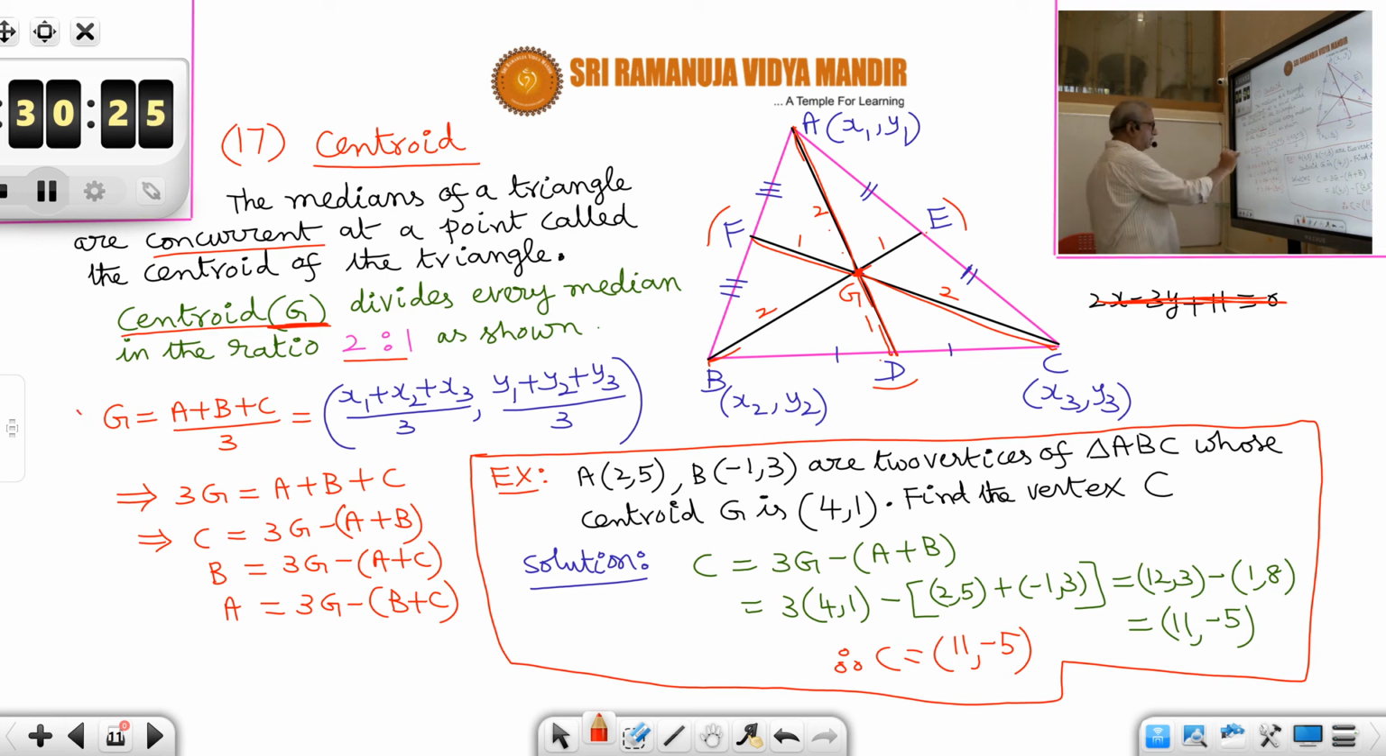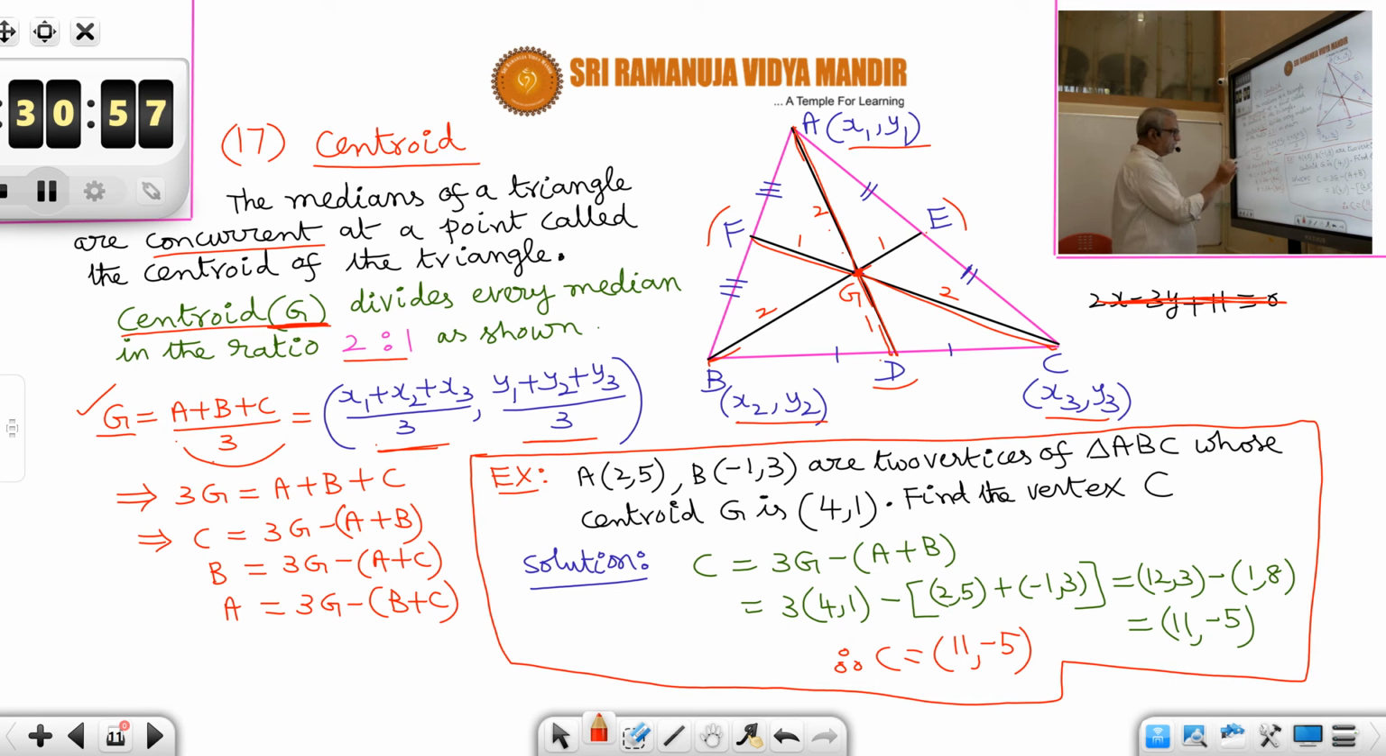So, next. Suppose ABC has vertices x1, y1, x2, y2, x3, y3. Then what are the coordinates of the centroid? The centroid is given by the formula (A + B + C)/3, which means (x1 + x2 + x3)/3 comma (y1 + y2 + y3)/3. In shortcut we denote it by (A + B + C)/3. This is a very simple formula for the centroid, is it not?